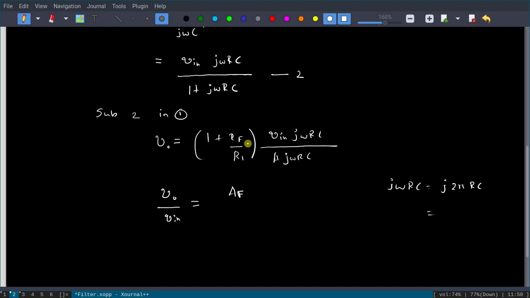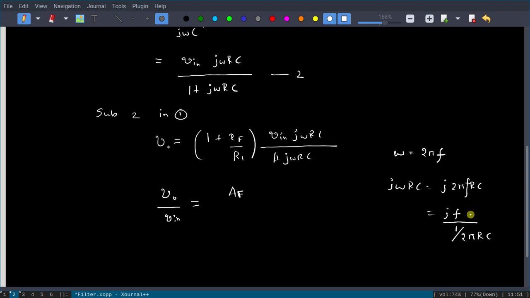Let me rewrite. So omega is 2 pi f. So j omega RC means j 2 pi f RC. So we will keep this j here and f we will keep, then the remaining is 2 pi RC. That I can write as 1 by 2 pi RC. Both are the same. Instead of writing j 2 pi f RC, I can write j f divided by 1 by 2 pi RC.